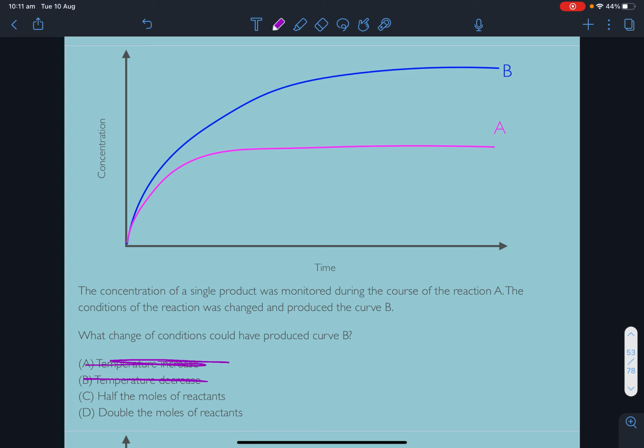Did we halve the number of moles of reactants from A to B? No, there's more B that formed, so we must have doubled the moles of reactants. So we had more of the reactants there, so we formed more product with B.